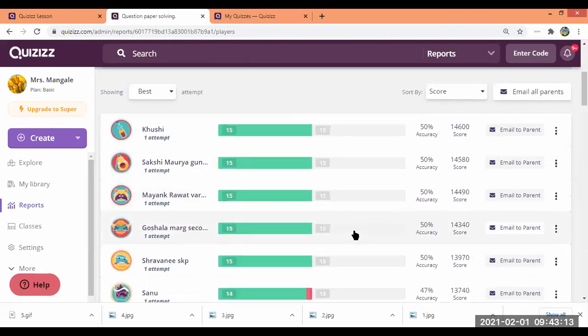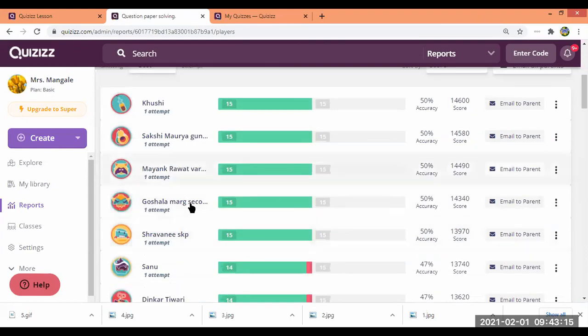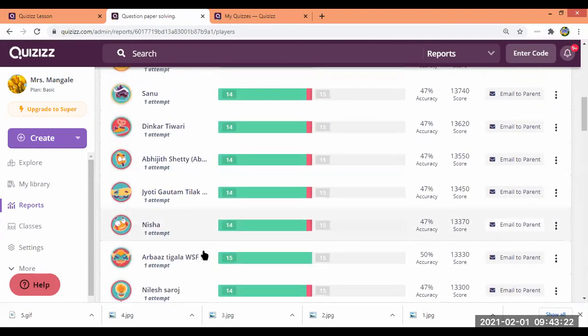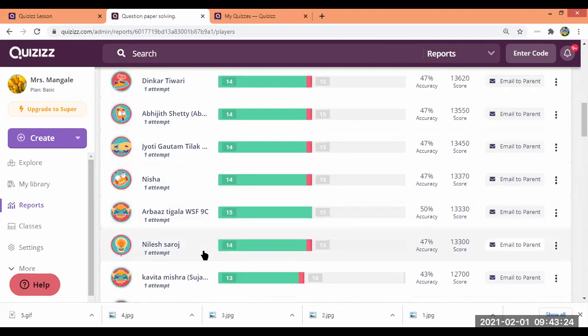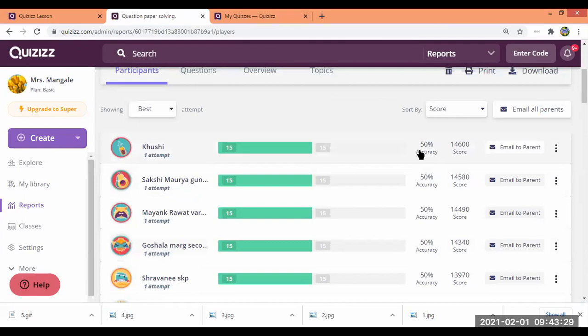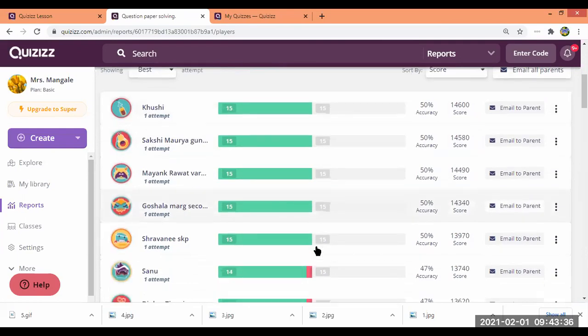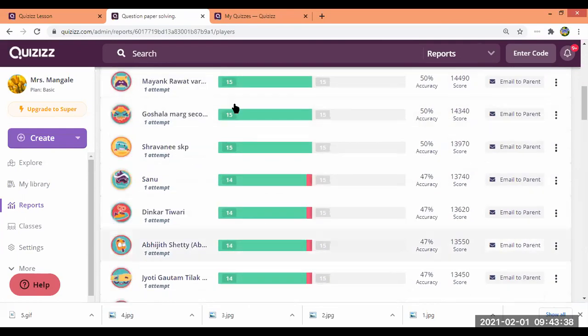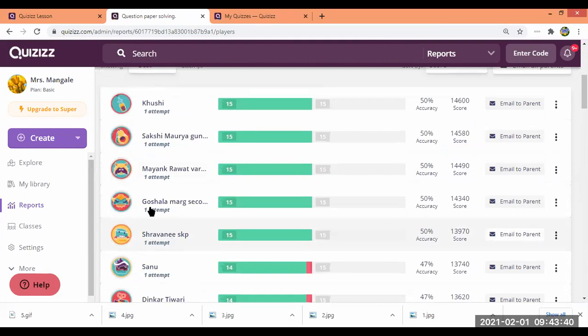Yes, Khushi, Sakshi, Mayank, and the name is not visible here. Write your name first always. Shravani, Sanu, Dinkar, Abhijit, Jyoti, Nisha, Arbaz, Nilesh, these are the top students who made it the maximum right. Here you can see 15 out of 15 right. So these are the top 5 students who got all 15 correct: Shravani, Mayank, Sakshi, Maurya and Khushi. Well done all of you, well done.